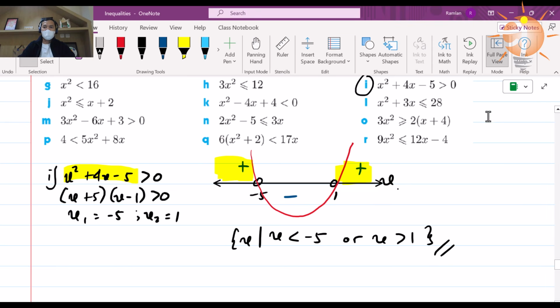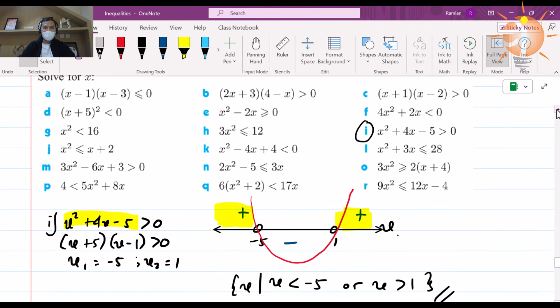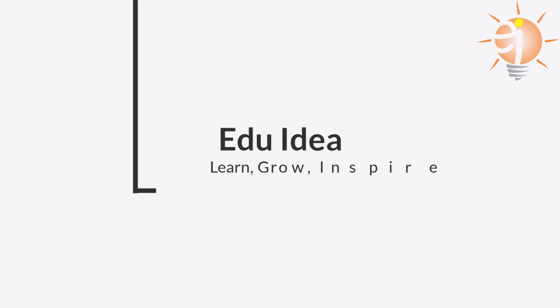So these are all the topics that I'm going to share about inequality. Again, I would like you to please try all of these questions if you can, to do a lot of practice. And good luck for the next worksheet.